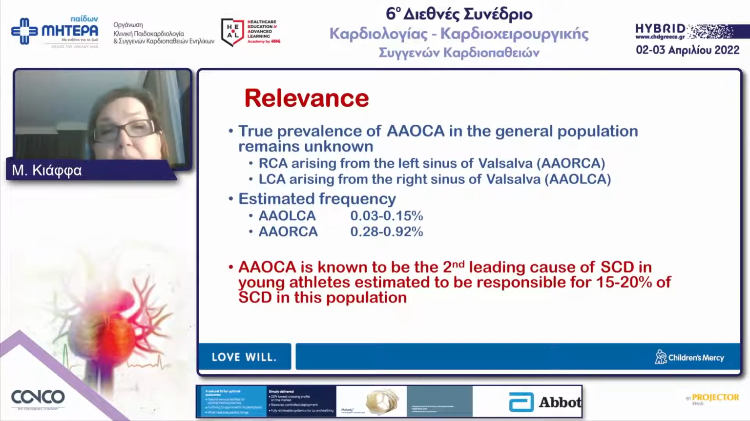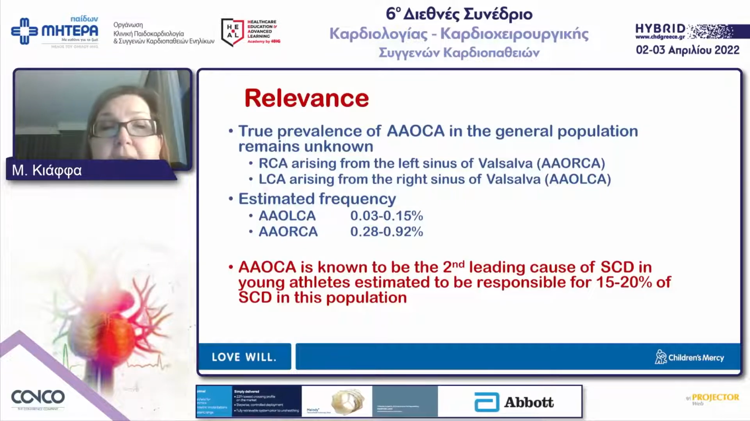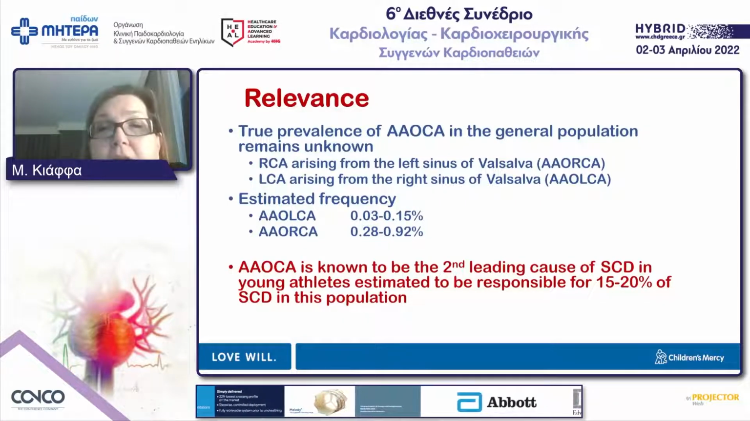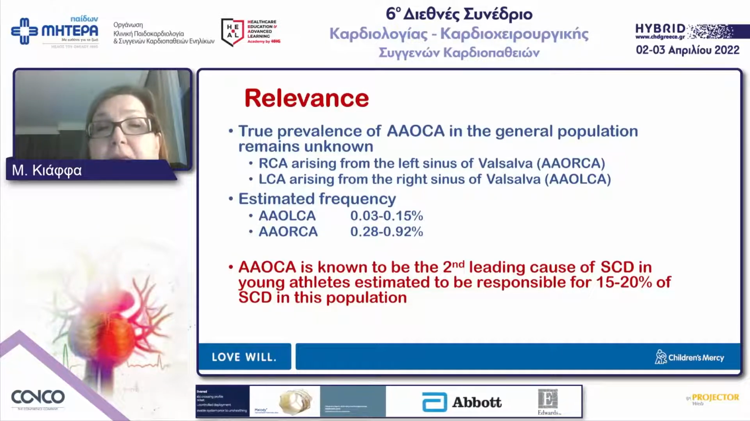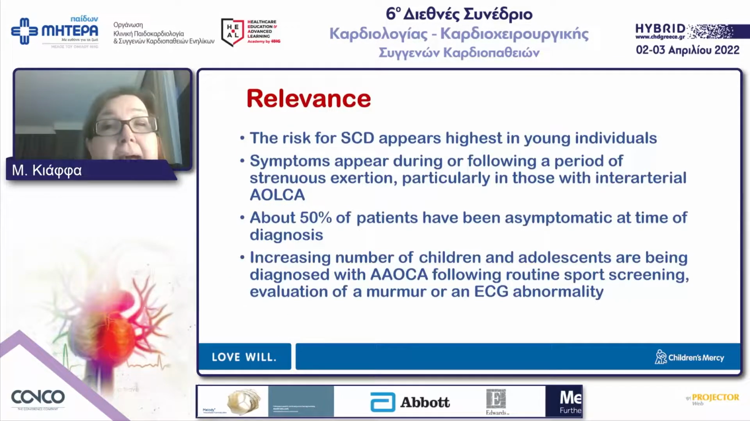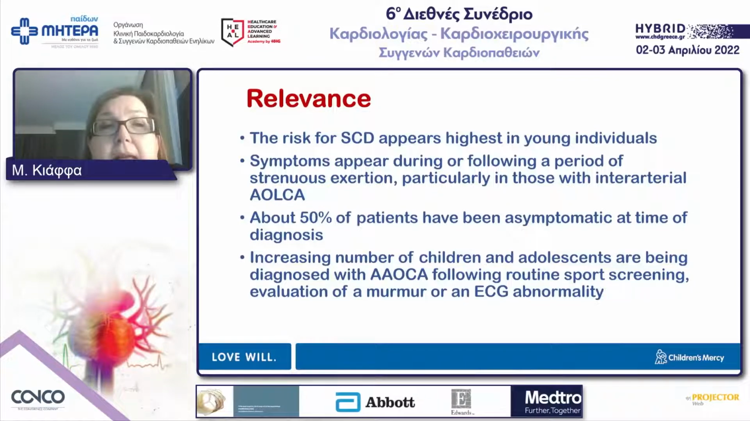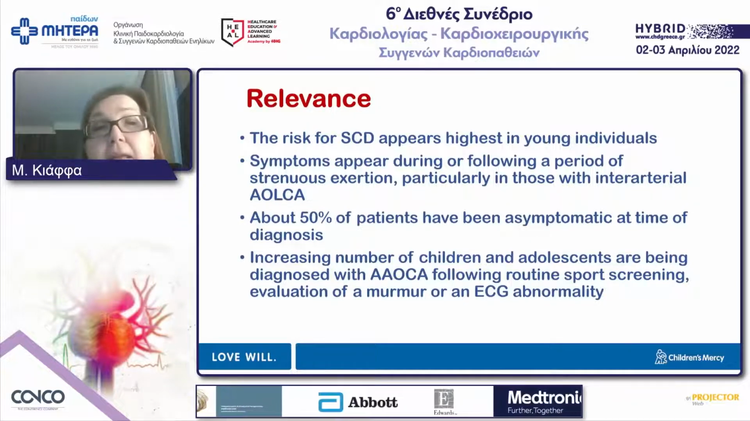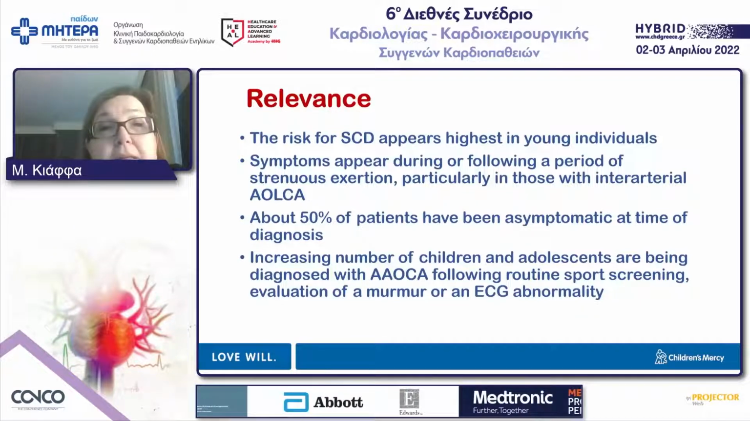The relevance and the importance is that anomalous origin of the coronary artery from the opposite sinus is known to be the second leading cause of sudden death in young athletes. And it's estimated to be responsible for 15 to 20% of sudden cardiac death in this population. It is highest in young individuals, the sudden cardiac death. And the symptoms appear during or following a period of strenuous exertion, particularly in those with interarterial anomalous left coronary.